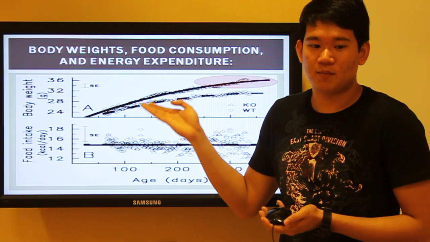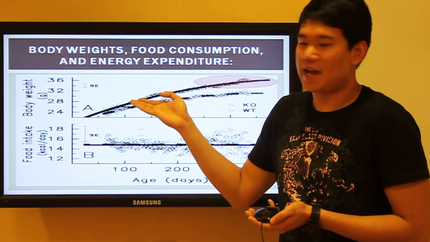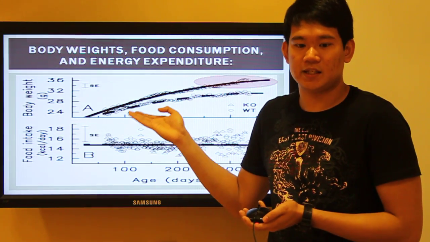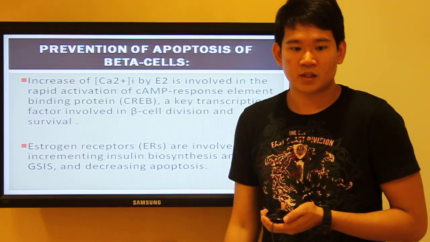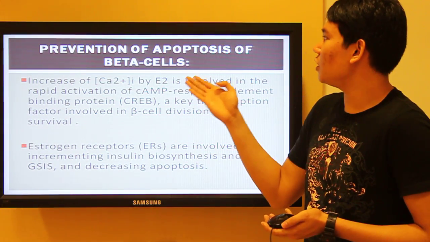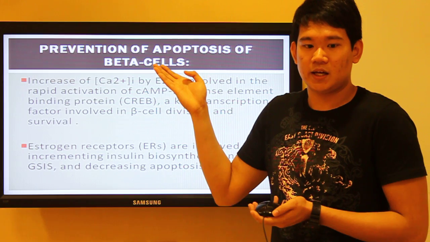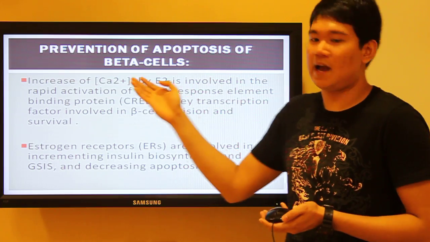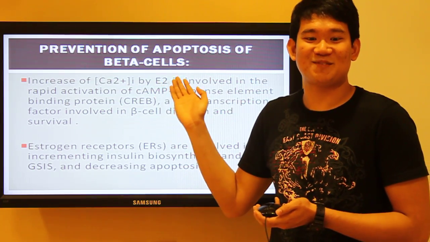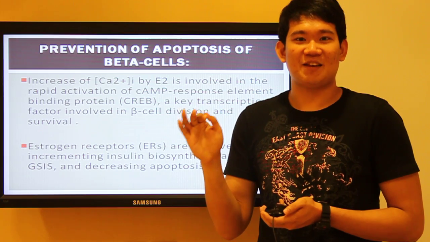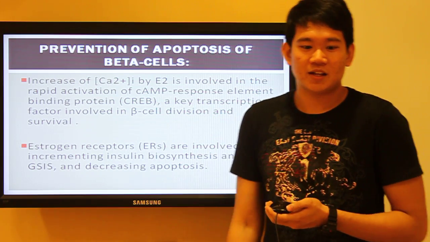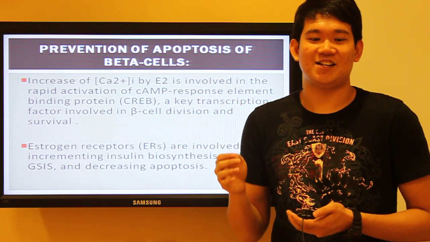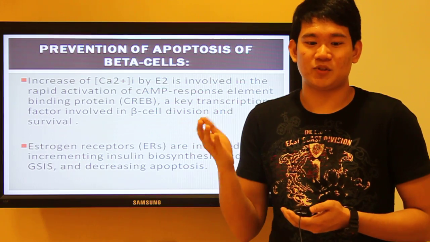This graph also shows that the body weight is significantly higher in the knockout mice than in the wild type, and the food intake is also increased in the knockout. The prevention of apoptosis of beta cells is done through the increase of calcium ions by E2, and this results in the rapid activation of CREB, the cAMP response element binding protein, which is a key transcription factor involved in beta cell division and survival. The estrogen receptors are also involved in increasing insulin biosynthesis and GSIS, thus reducing the apoptosis rate.